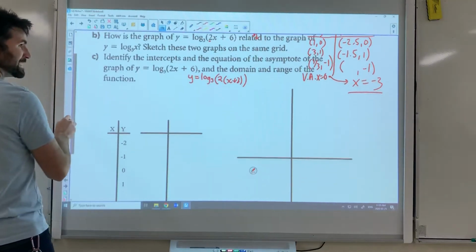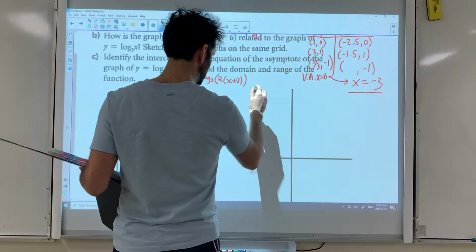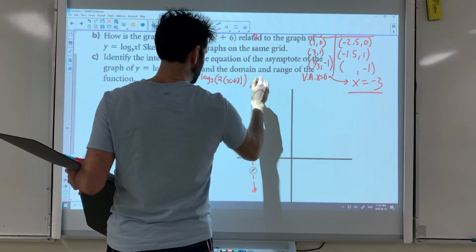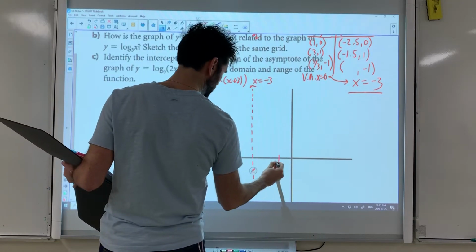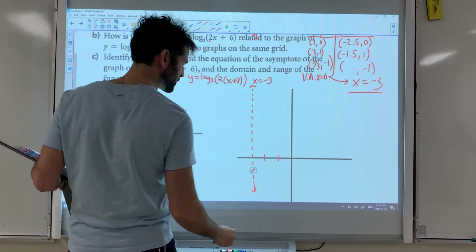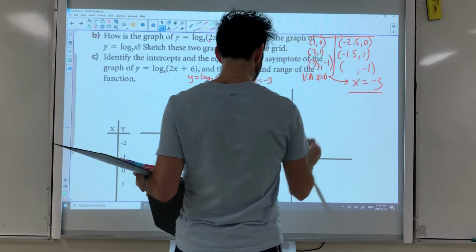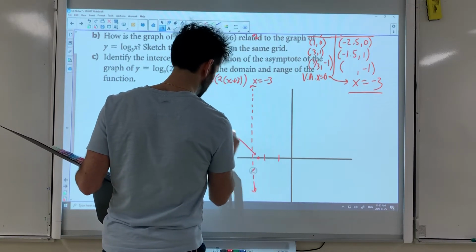So let's see if we need any more points. We've got the vertical asymptote at -3. Now I am literally going to be doing a sketch, so I'm going to try to avoid too much doing tick marks and stuff. So we'll do the x ones and see what happens. Now we've got -2.5 for x and 0 for y. So that point I would have to label.